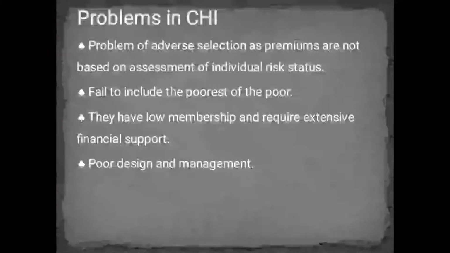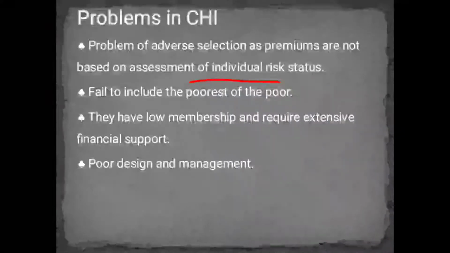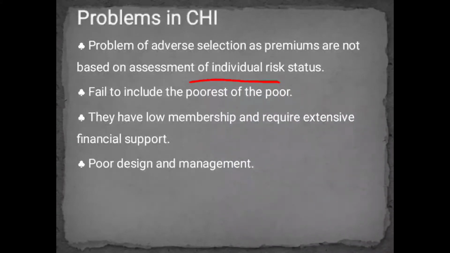So now we saw various schemes. Let's move to another topic, that's problems in community health insurance. This is connected with the community health insurance itself. What are the problems? Problem of adverse selection as premiums are not based on assessment of individual risk status. So we are not sure because we are not selecting them on the individual risk, we are selecting a community, so that is a problem.